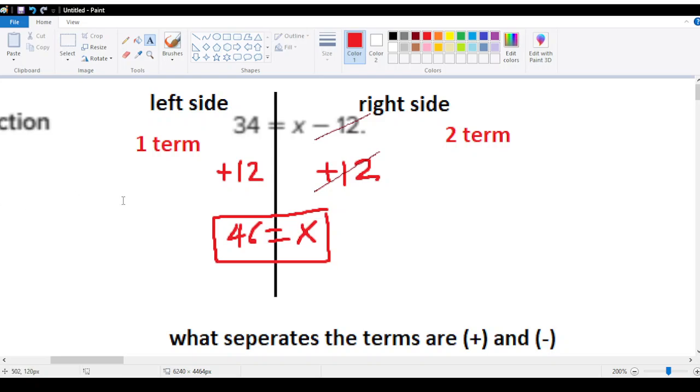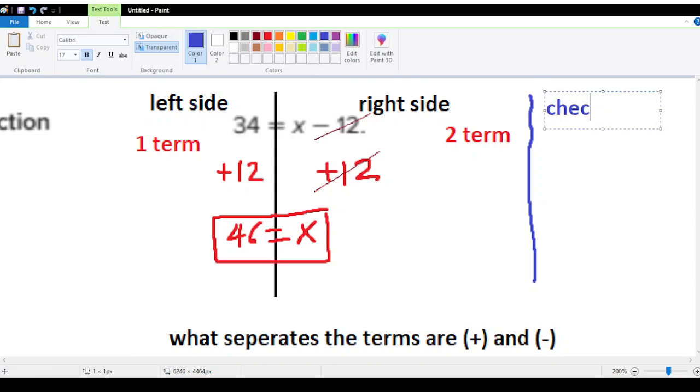Okay. Now, one more time. How to solve the equations? We need to move the variable to the variable and the constant to the constant. Yeah, it's too easy. Now, how to check our answer? Sometimes the question asks me to check my answer. How to check the answers?